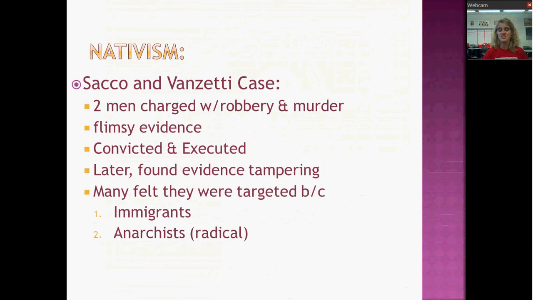So an anarchist is somebody who doesn't believe in government at all. That's seen as really radical at this time period, really chaotic, right? So this is a major deal.